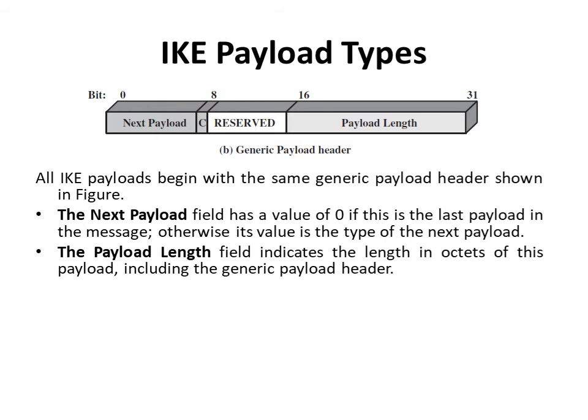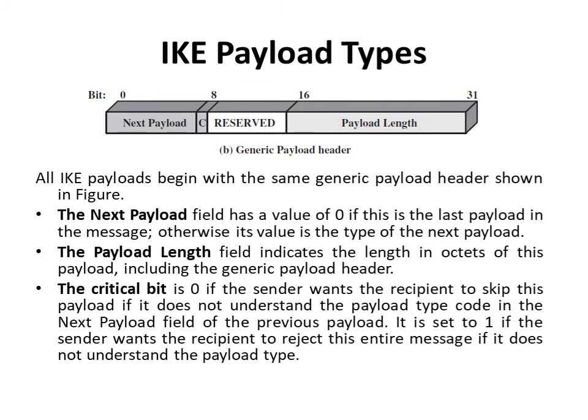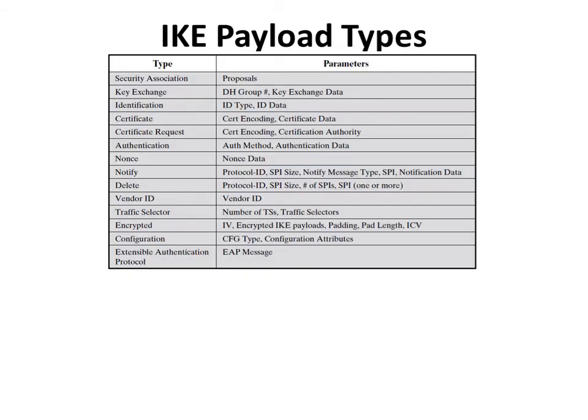The payload length field indicates the length in octets of this payload, including the generic payload header. The critical bit is 0 if the sender wants the recipient to skip this payload if it does not understand the payload type code in the next payload field of the previous payload. It is set to 1 if the sender wants the recipient to reject this entire message if it does not understand the payload type. Now let us look at IKE payload types.